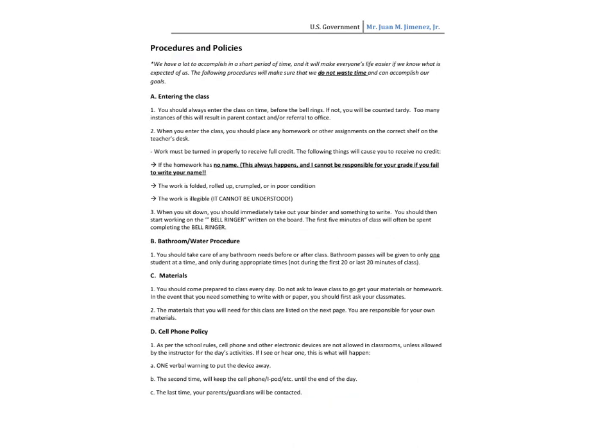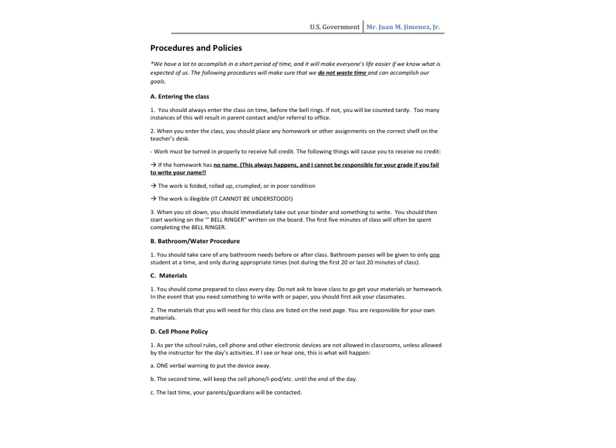Now, there are some procedures and policies that need to be followed. We have a lot to accomplish in a short period of time, and it will make everyone's life easier if we know what is expected of us. And the following procedures will make sure that we do not waste time and can accomplish our goals. From entering the class, you should always enter the class on time before the bell rings. If not, you will be counted tardy. Too many instances of this will result in a parent contact or referral to the office.